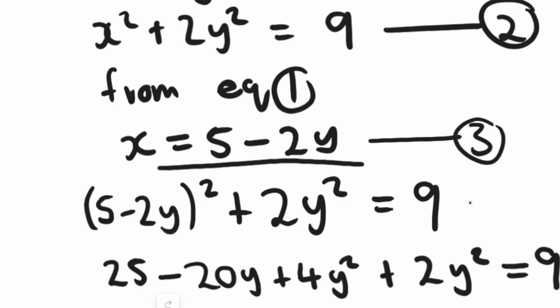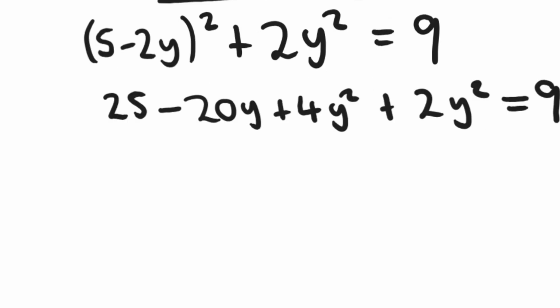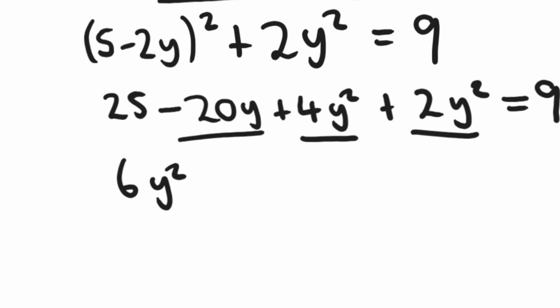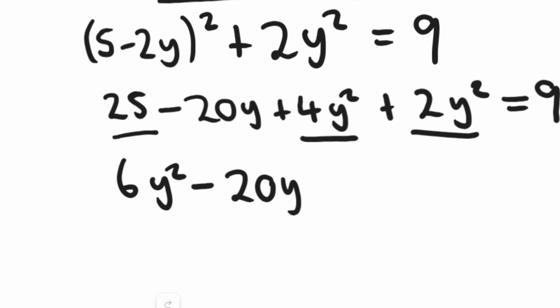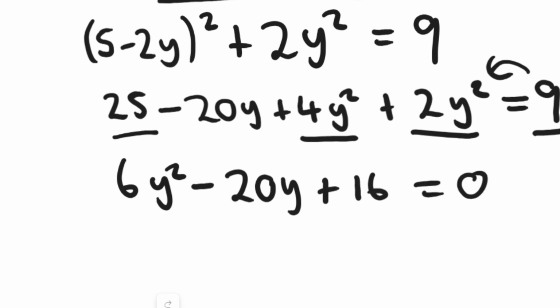Okay, from here we proceed and collect like terms. Now we have 4y squared and 2y squared there. They will give us 6y squared. And then we have minus 20y, which does not have its like term. What we do is we just write it as minus 20y. And then we have 25, and then we take 9 to the other side. So we have plus 25 minus 9, that is plus 16. That will be equal to 0.